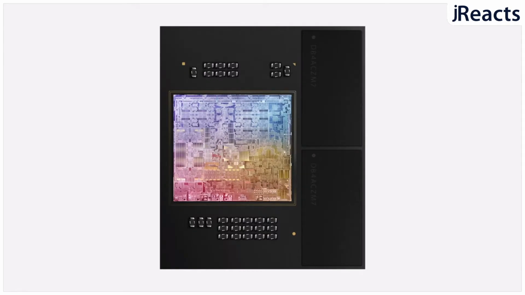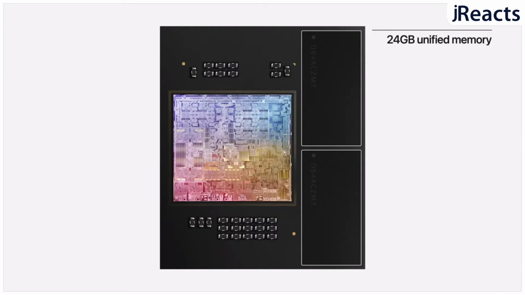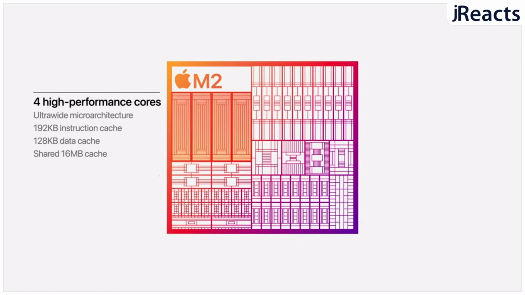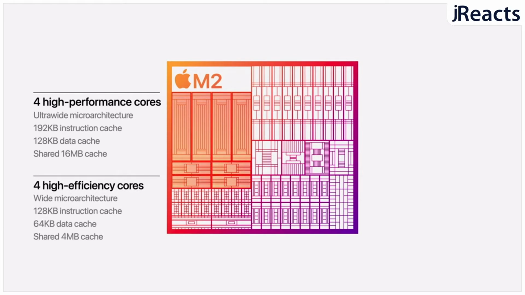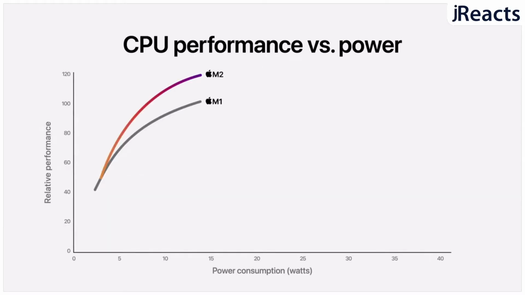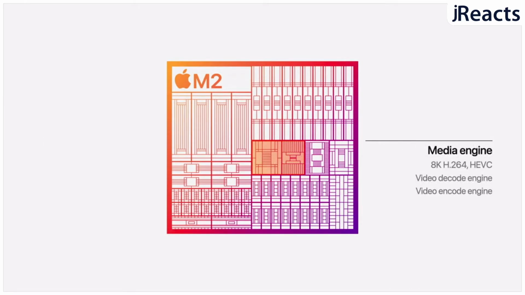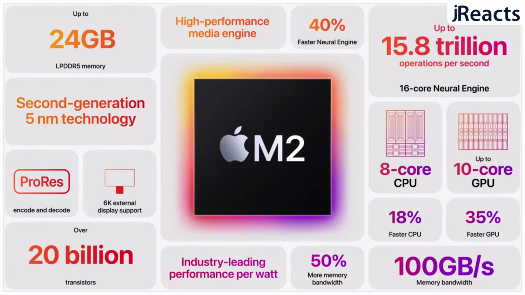It's a whole lot faster than the M1, of course. It's got 24 gigs of unified memory in it. It's got the 8-core CPU with the 4 high-performance cores and the 4 efficiency cores, which helps with the power efficiency, which is what Apple is going for. As you can see with charts right here, how it compares to the M1 and how it compares to a 10-core PC chip. Got the media encoders in there. They can even do ProRes, which is what I'm looking forward to. So that was all the M2 stuff.